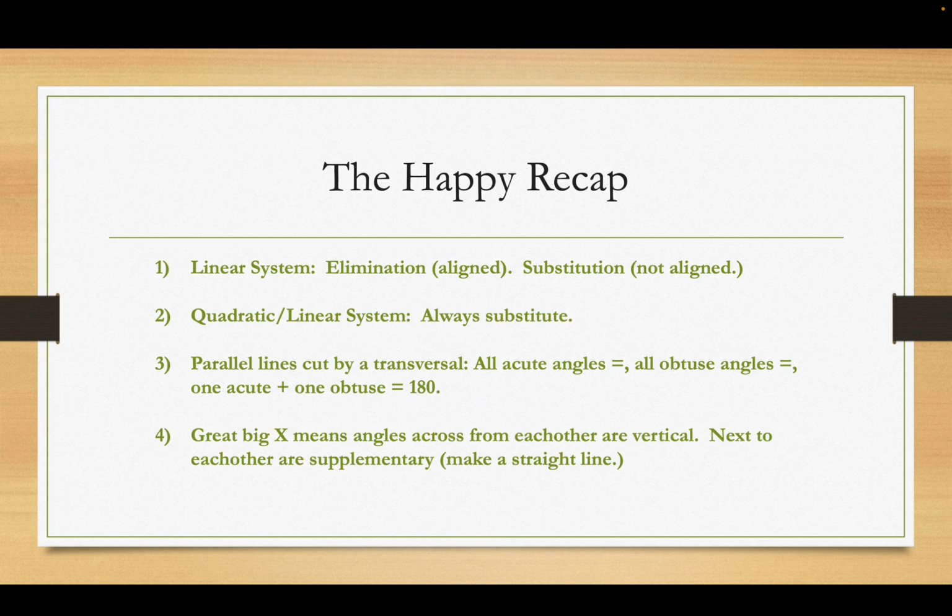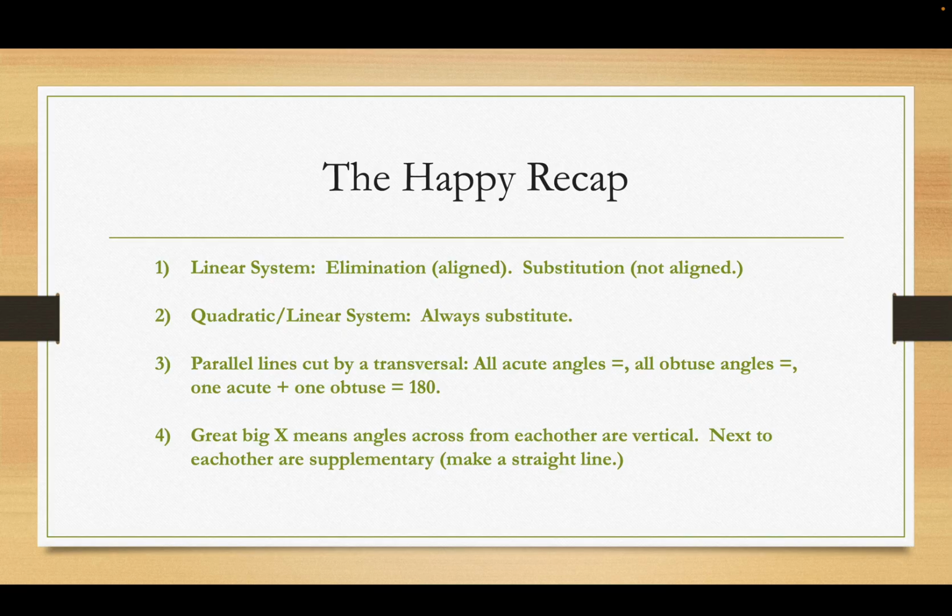Okay? The happy recap. In a linear system of equations, this is review here. In a linear system of equations, if everything's lined up, the x's over x's, y's over y's, and so on, that means we're going to use the elimination technique. If they're not aligned, if I get x's over y's, and particularly the equal sign are not aligned, that is a signal that we're going substitution. In the quadratic linear system, we always substitute.